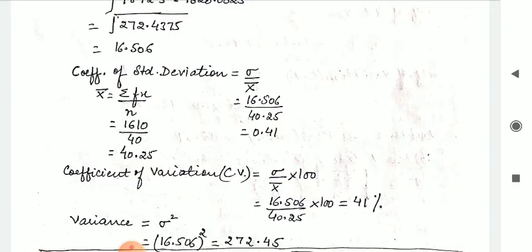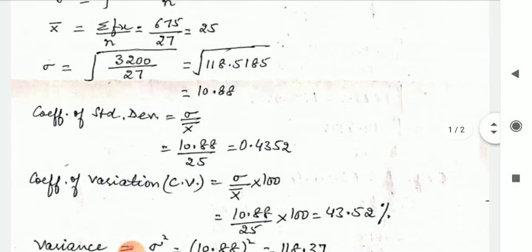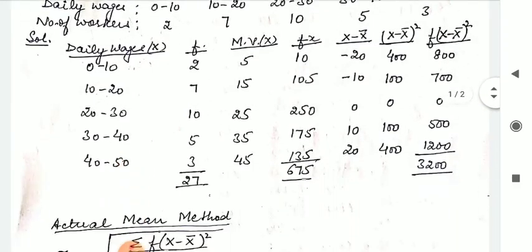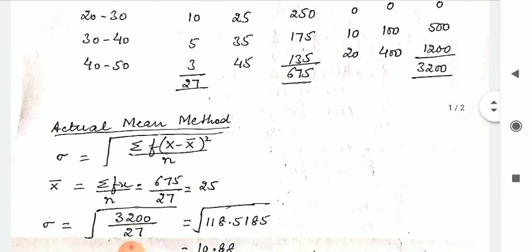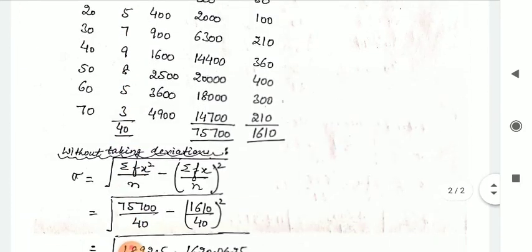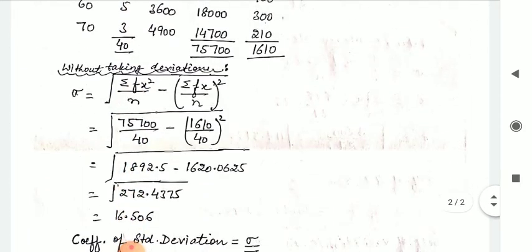So in this case, you have seen that the standard deviation can be calculated with the help of this actual mean method. You can use this method, or you can use another method, that is without taking deviations. Of course, in both the cases, the answer of standard deviation will remain the same.